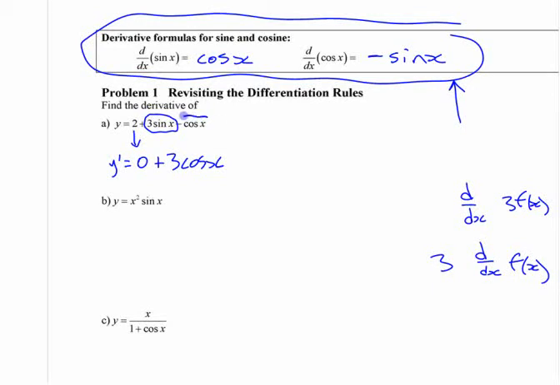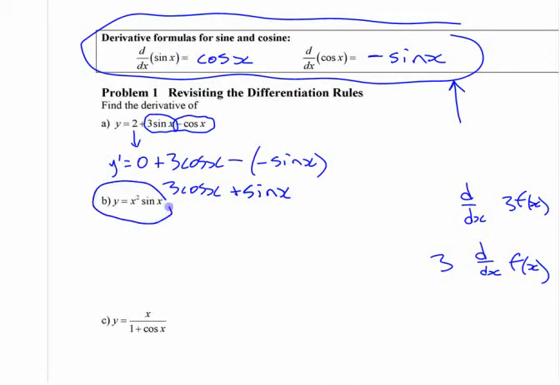The derivative of minus cos is what? Positive sine. Right? Or you could think of it like this and put minus sine, which is plus sine. So it's 3 cos x plus sine x, however you end up writing it.